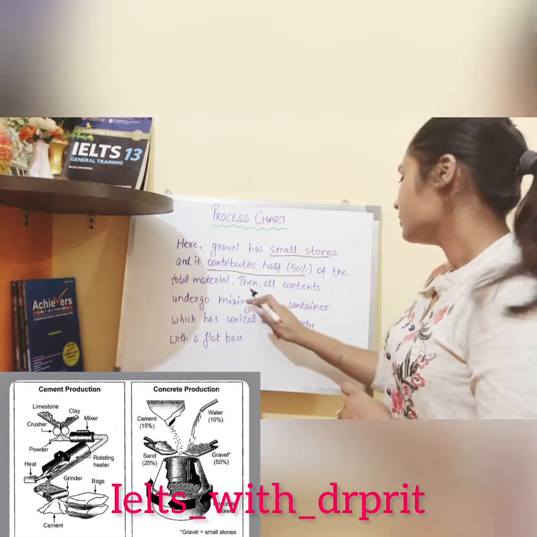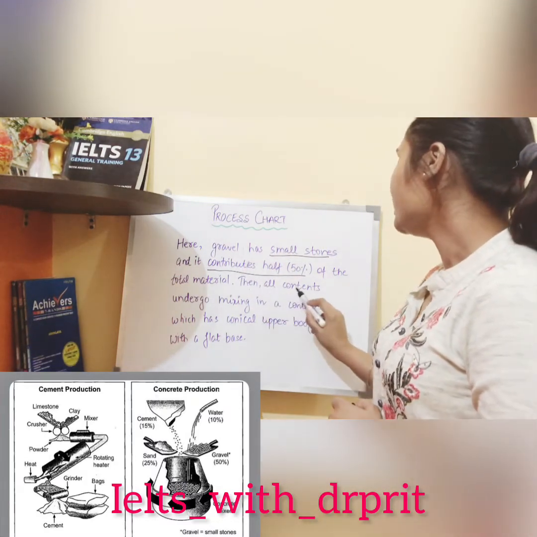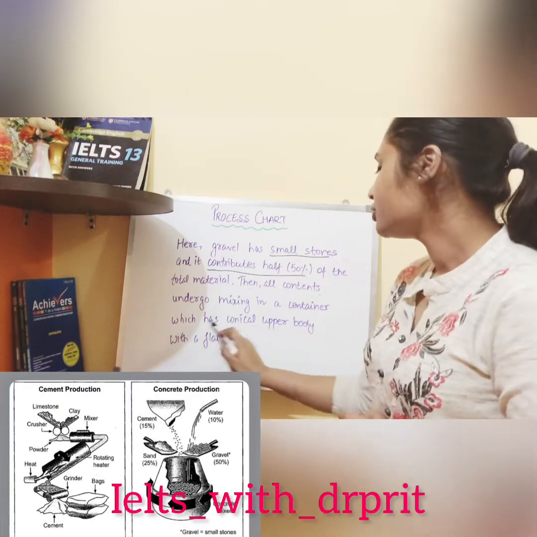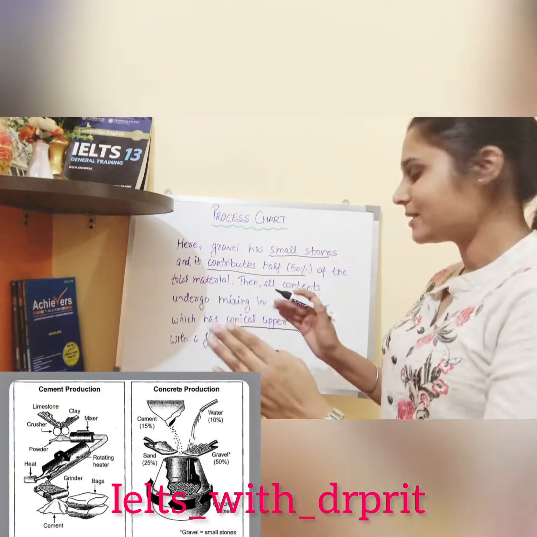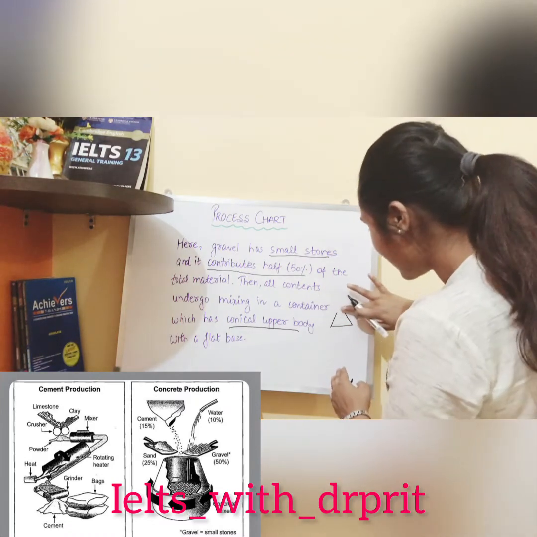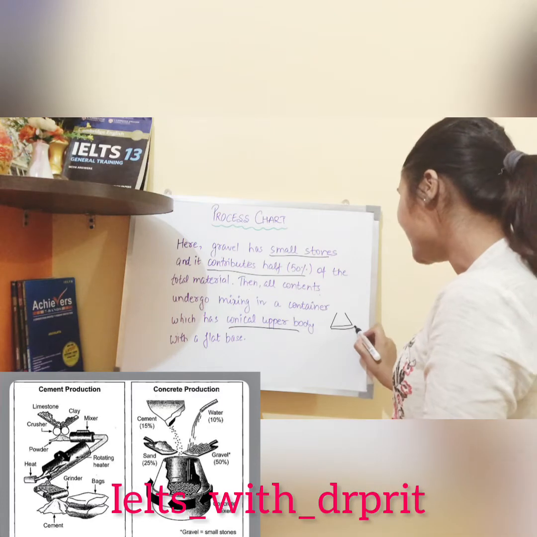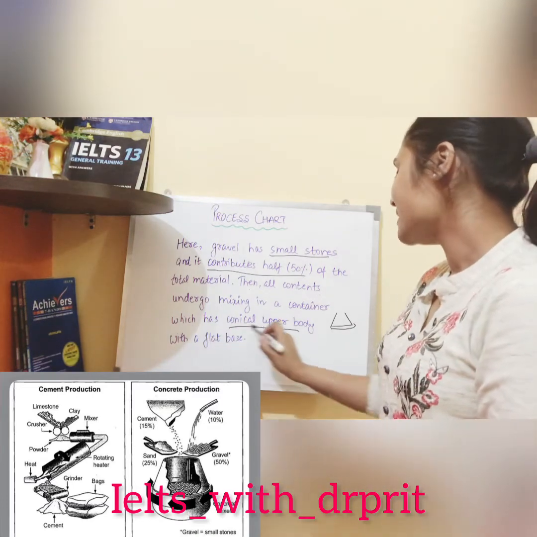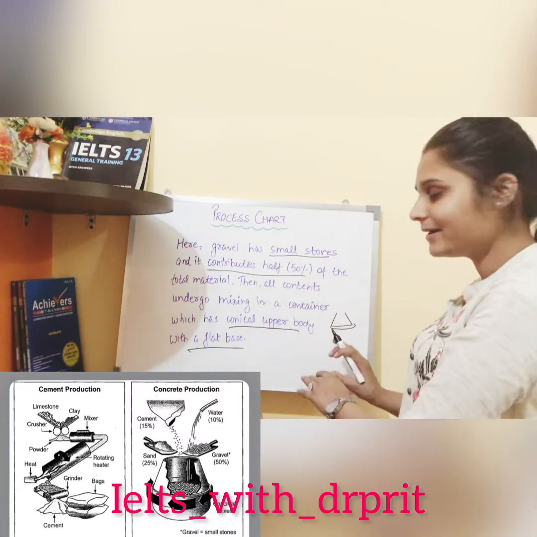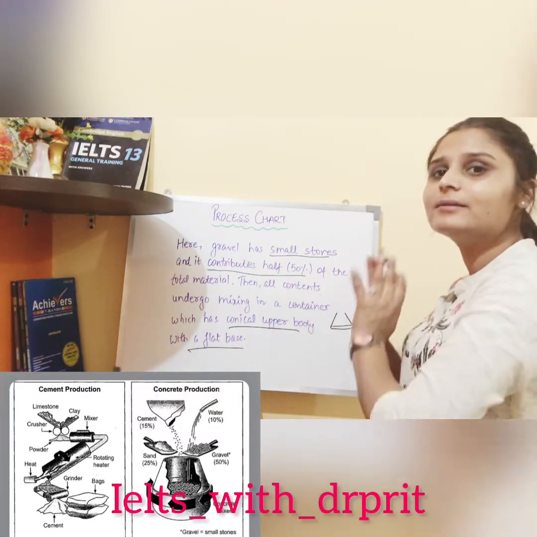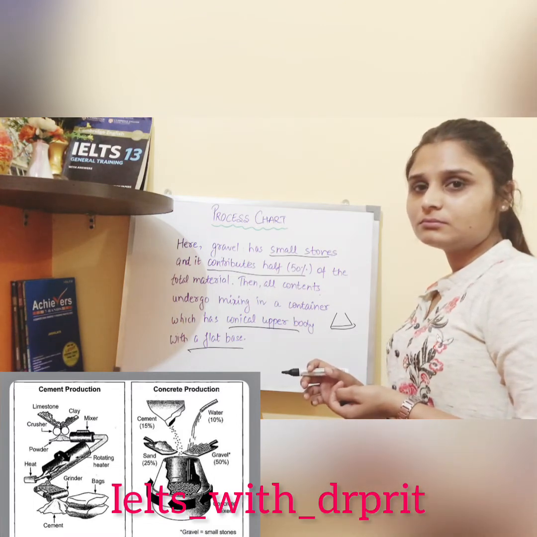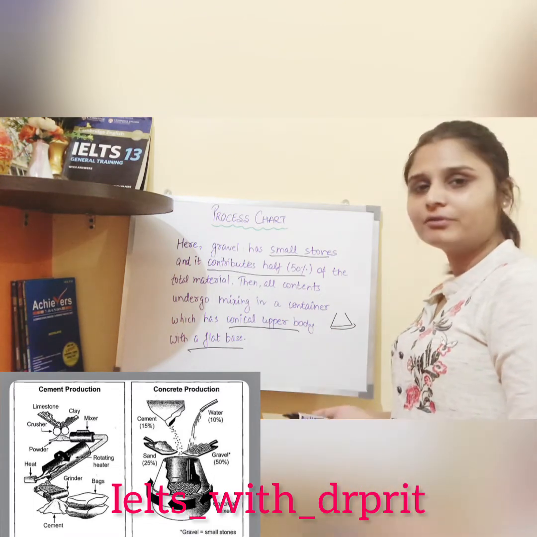Then this is also connected. Then all contents undergo mixing in a container which has a conical upper body. If you can see, this is the cone. So it has this kind of body and has a flat base. So you can say which has a conical upper body with the flat base. So what I did here, I explained the shape of the mixture to achieve my word limit.